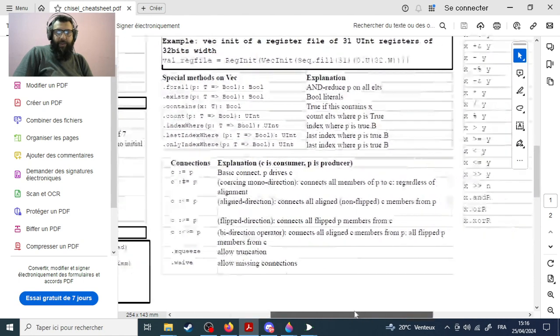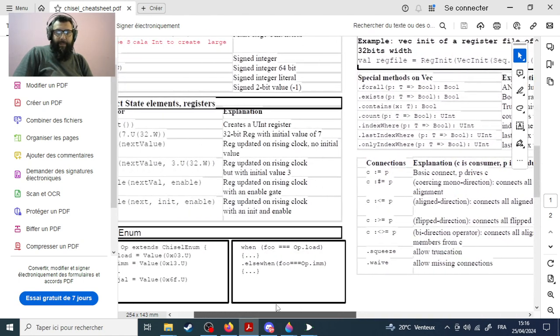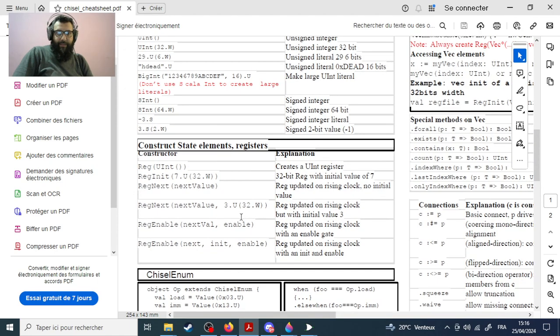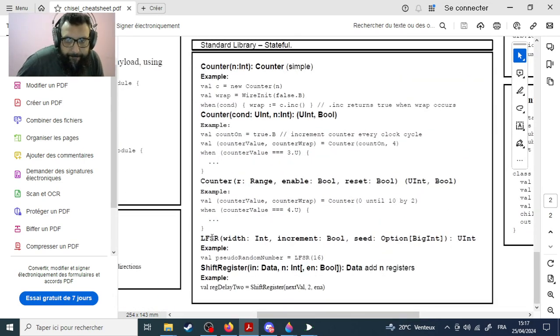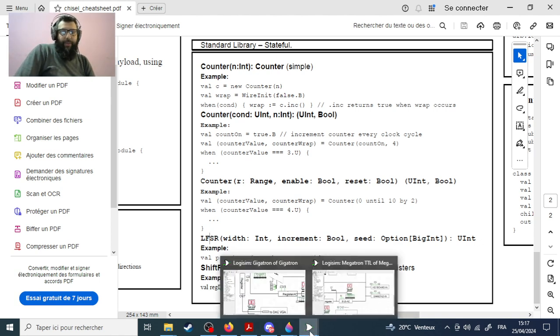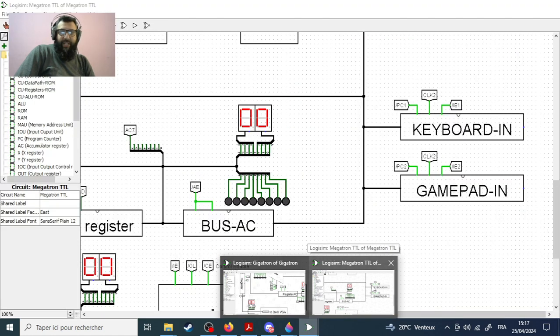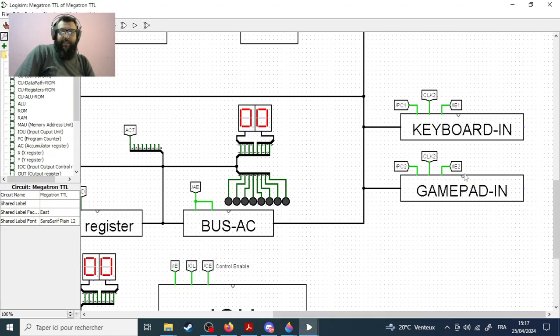I guess they are already implemented in the library, those kinds of shifters. Where are they? I saw them here. Counter, and we have the shifter. Shift register. Left shift register. I don't remember. Anyway, you have to verify by yourself, or you can implement it from scratch. Anyway, we will need those two shifters.